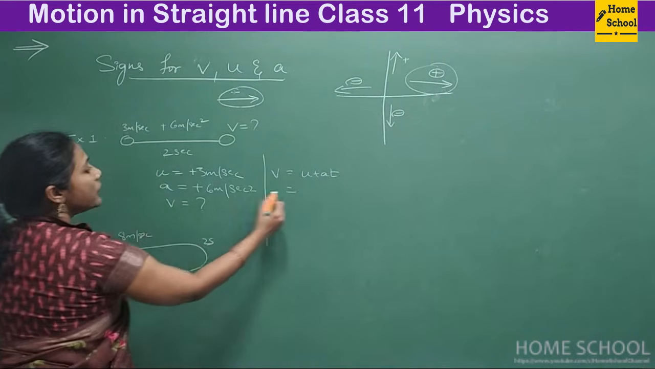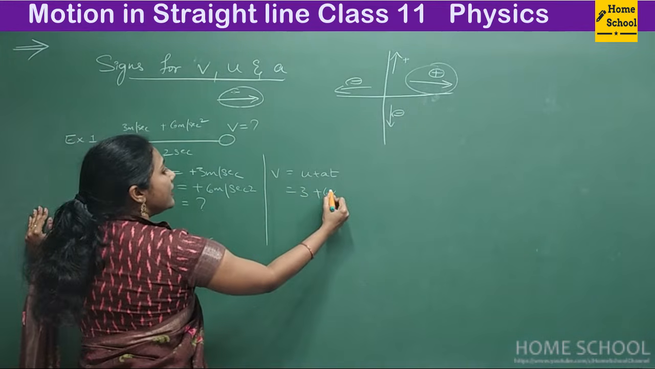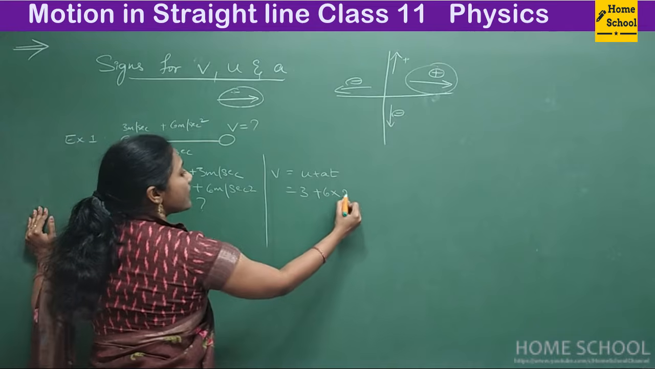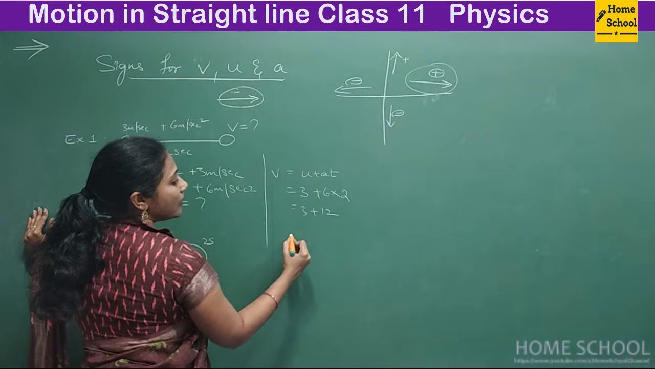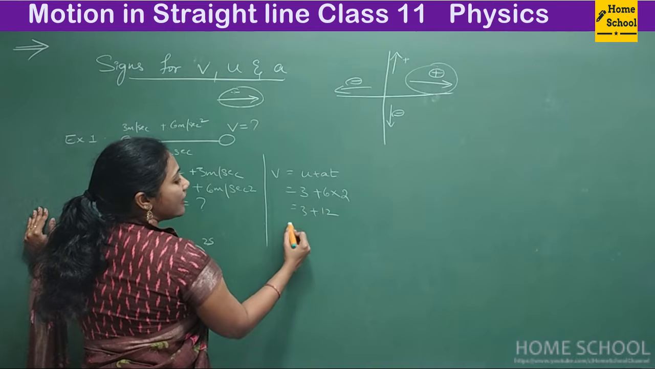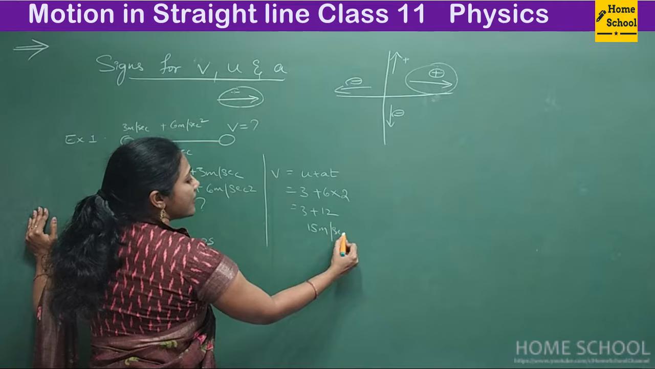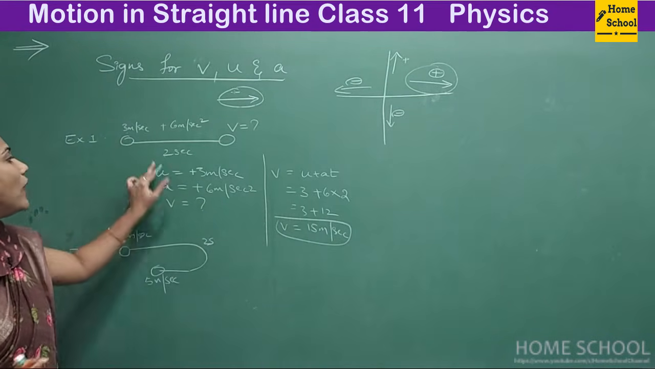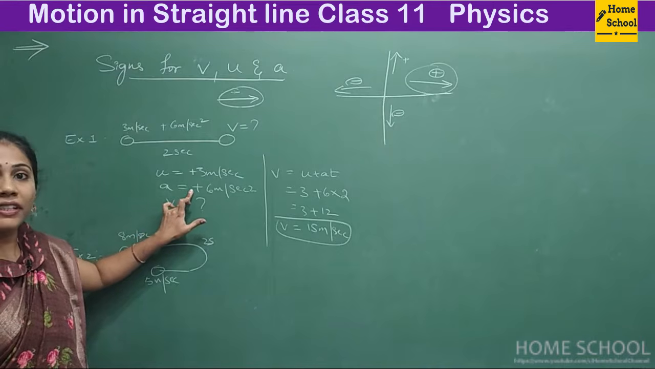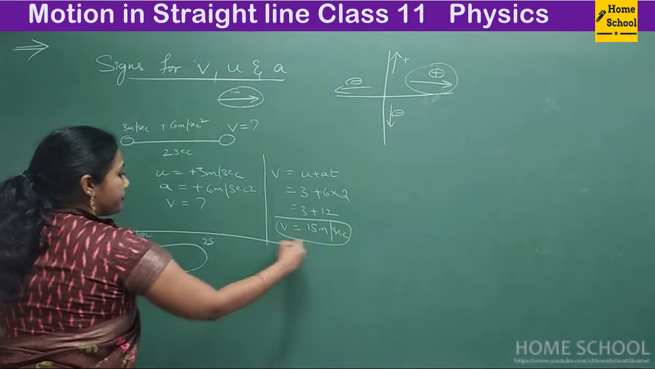So u is how much? 3. Plus acceleration is how much? 6, into time is 2 seconds. So it is 3 plus 6 2s are 12, right? So 12 plus 3, that is 15 meter per second is your v value. So this is how you have to apply it. Clear?